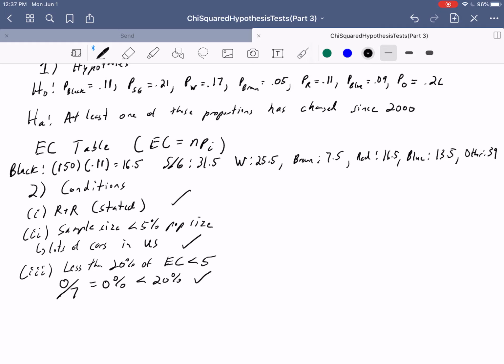So we're all good. Could we have gotten away if one of them had been less than 5? Maybe this brown, if it had come out as like 4.5 or 3.5. Well, if you check on your calculator, 1 out of 7 is about 14%, which would be less than 20%, so we'd still be okay. Now, if 2 of these had come out less than 5, then it would be 2 out of 7. That would be about 28%, and then we would fail this condition 3, and we would be stuck there. But in this case, we're all good.